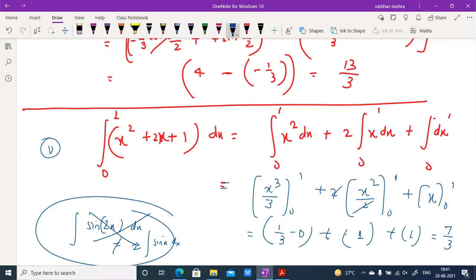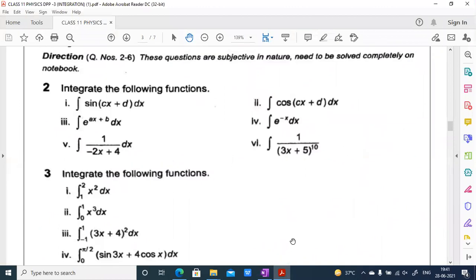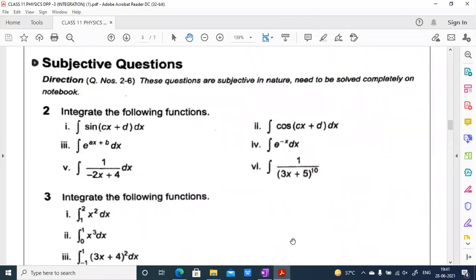Now let's look at the questions with the coefficient rule, which were question number 2. Question number 2 is mostly the coefficient rule. Try. In this, you don't have to put the limit. The function should finally be in terms of x. The result should be in terms of x. So which question number? Question number 2, all parts. Start with the first: sin cx plus d into dx.